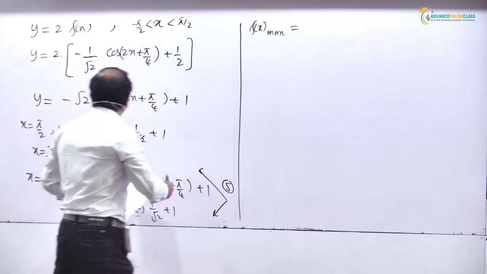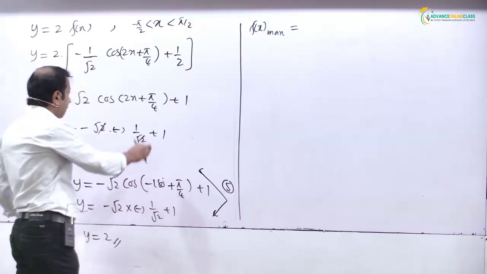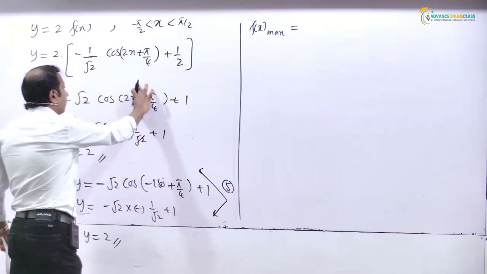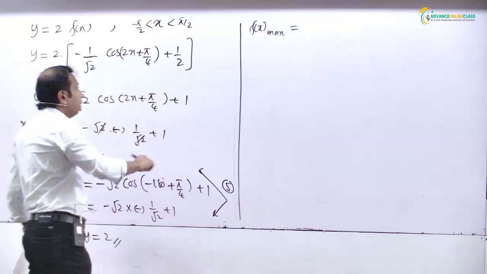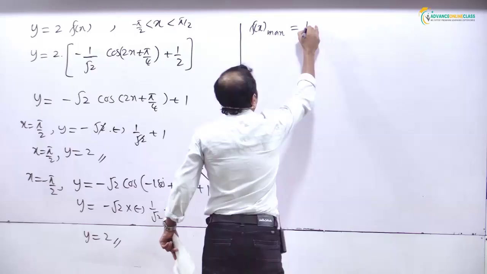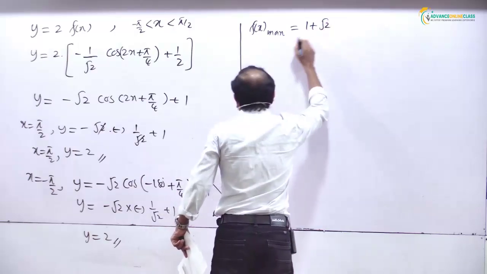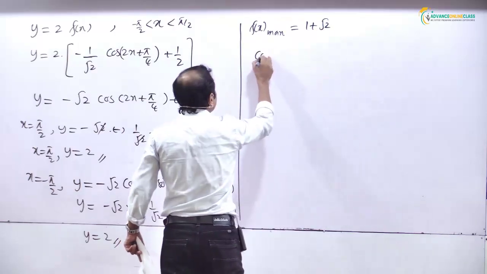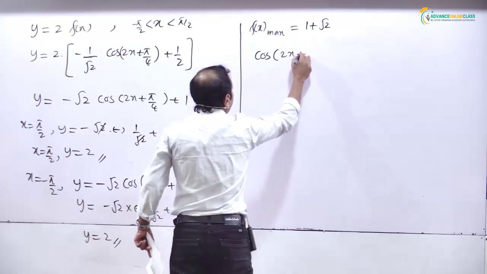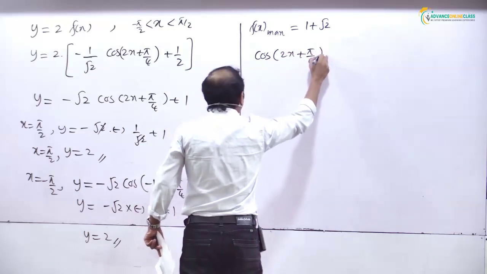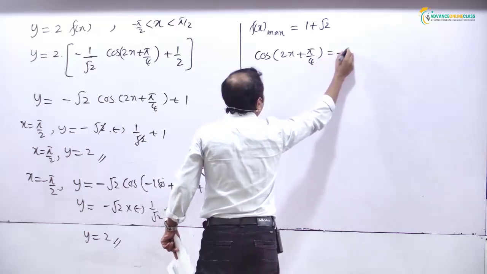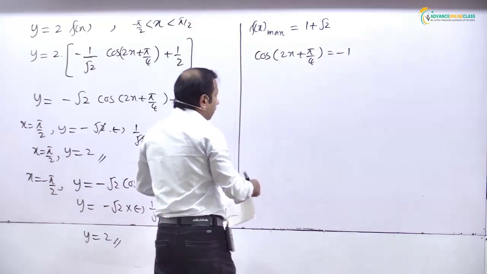f(x) max is going to be what, people, then? Here it should be minus 1. Then minus 1 minus root 2 is root 2 plus 1, no? 1 plus root 2. This happens when cos(2x + π/4) is equal to minus 1. Right.